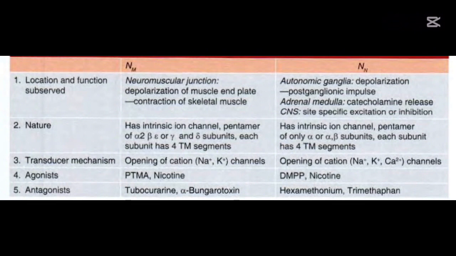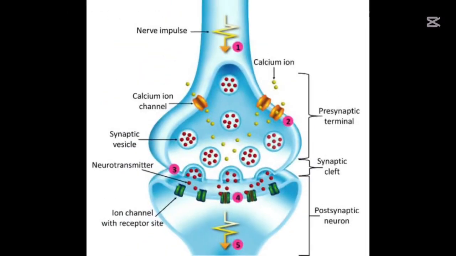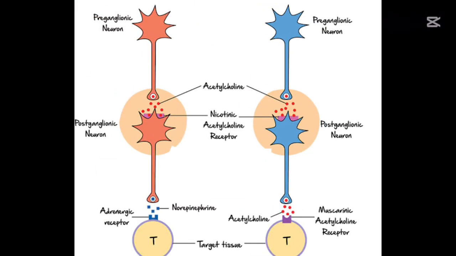So first of all, when they bind, they open up the ion-gated channel for sodium to enter. Don't forget. But for the NN receptor, anytime acetylcholine binds to the NN receptor, what happens? They cause depolarization. Now the autonomic ganglia are the communication between the pre and postsynaptic ganglion. So there's a preganglionic fiber and there's a postganglionic fiber. So the communication is what we call the autonomic ganglia.